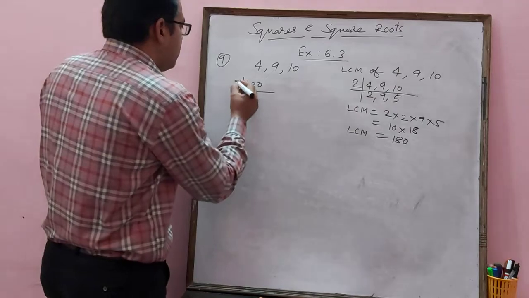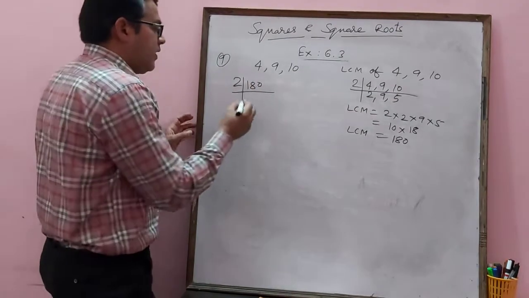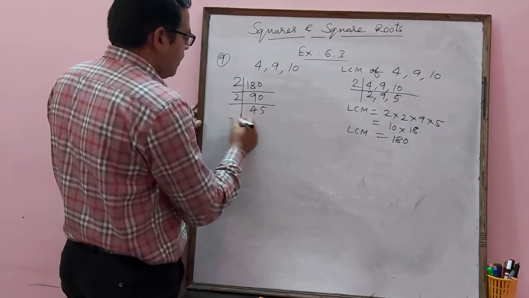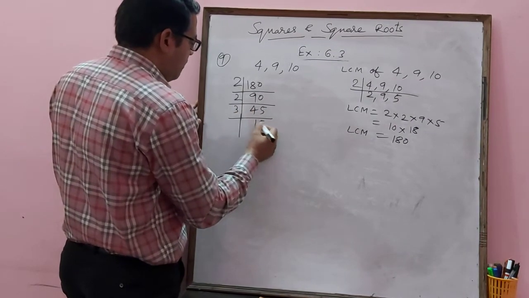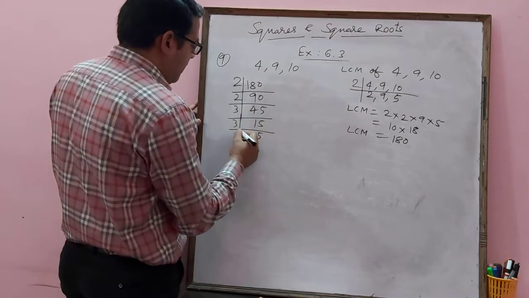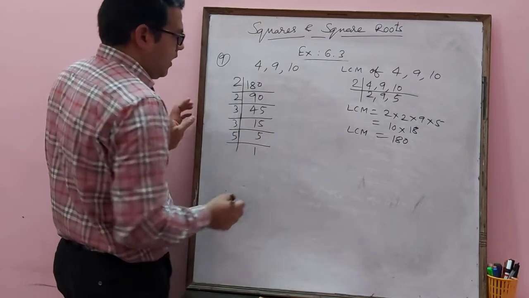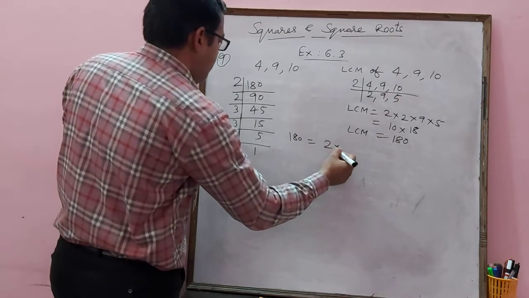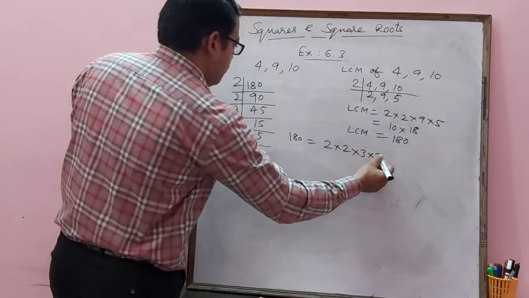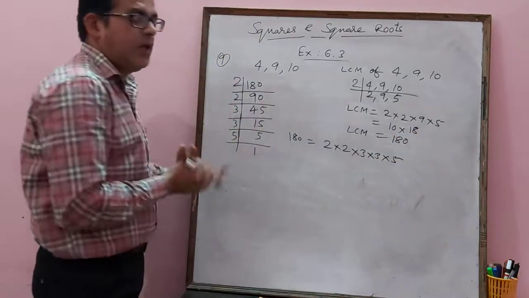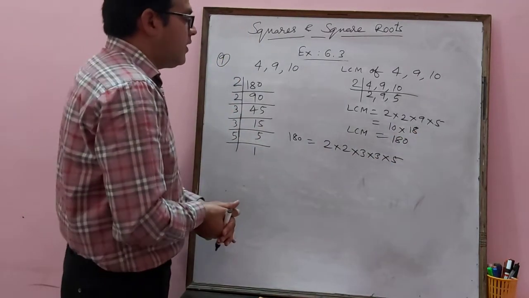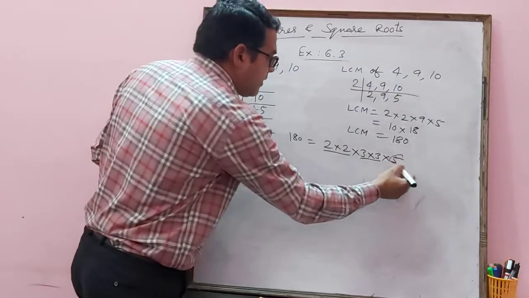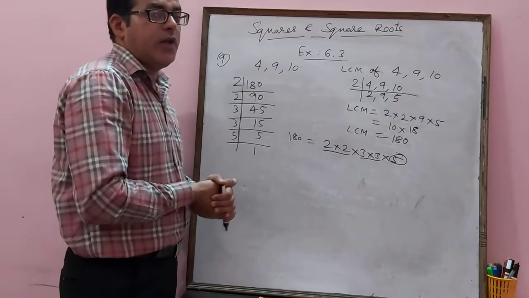So first we need to take factors. 90 times by 2, 45 times, now by 3 15 times, now by 3 5 times, by 5 1 time. So factors of 180 are 2 into 2 into 3 into 3 into 5. Now you can see here we can make a pair, here also we can make a pair, but this 5 is alone here.